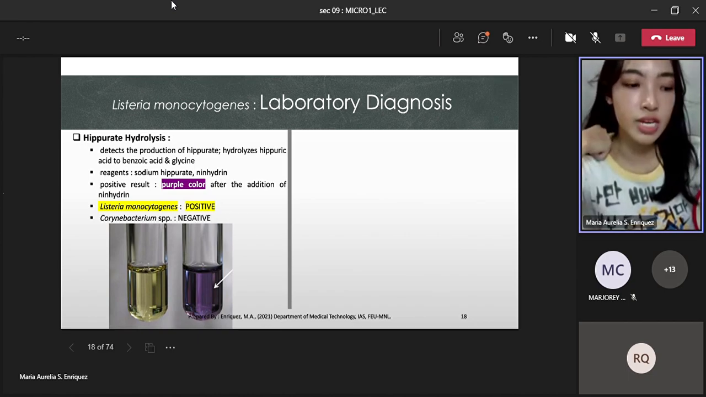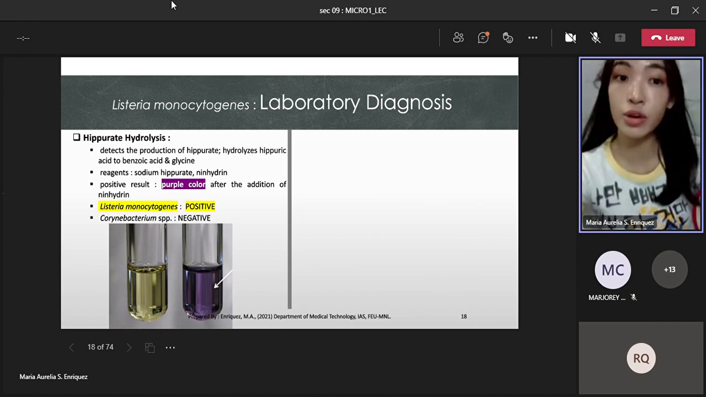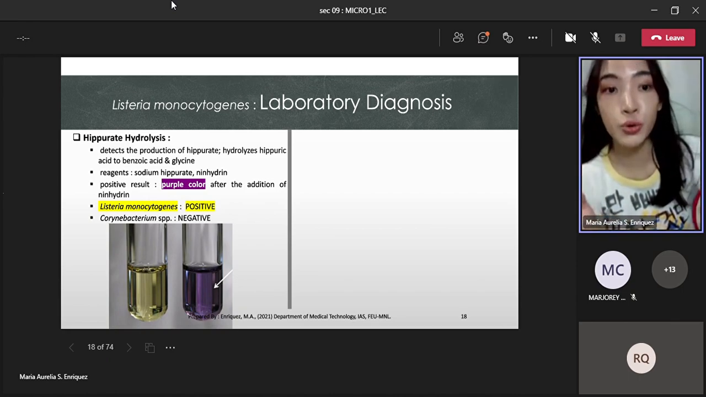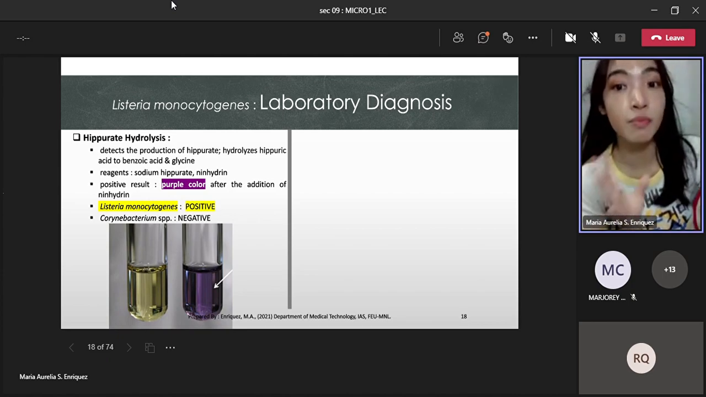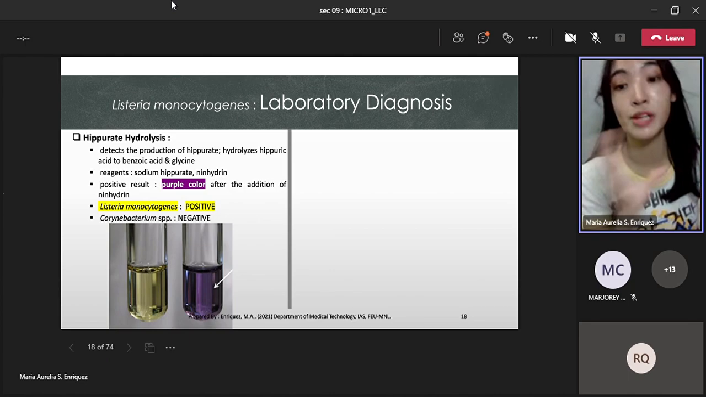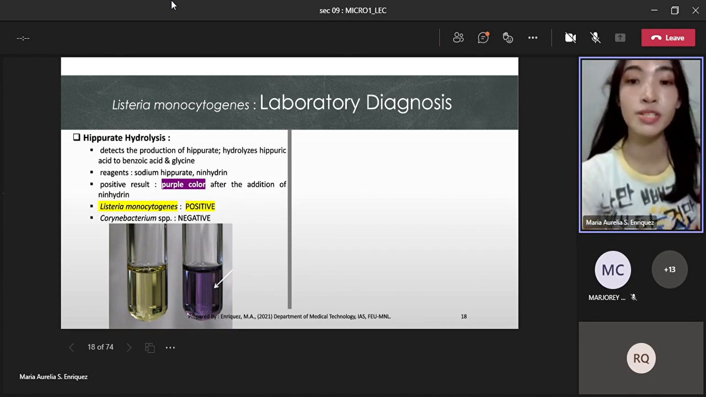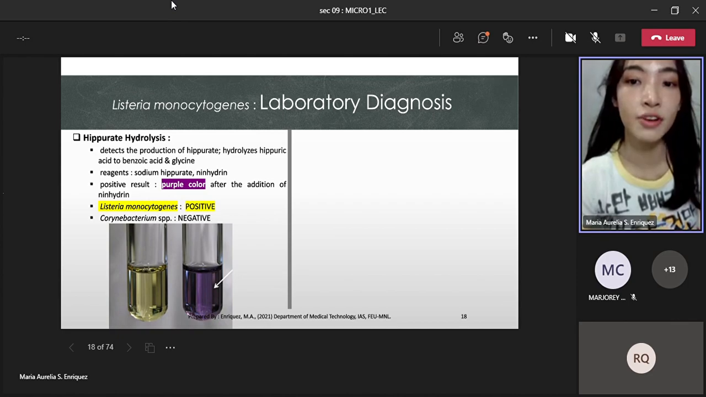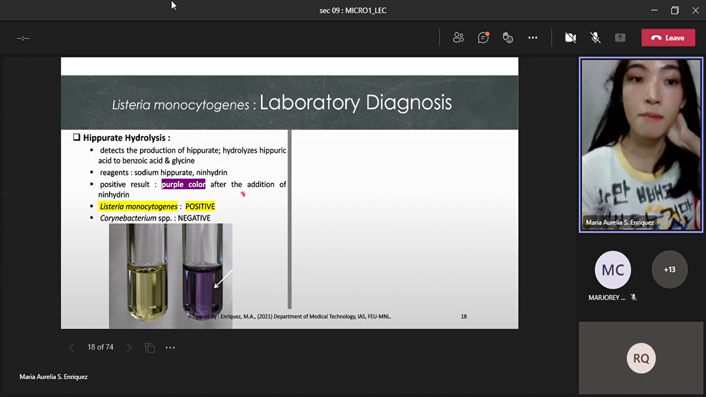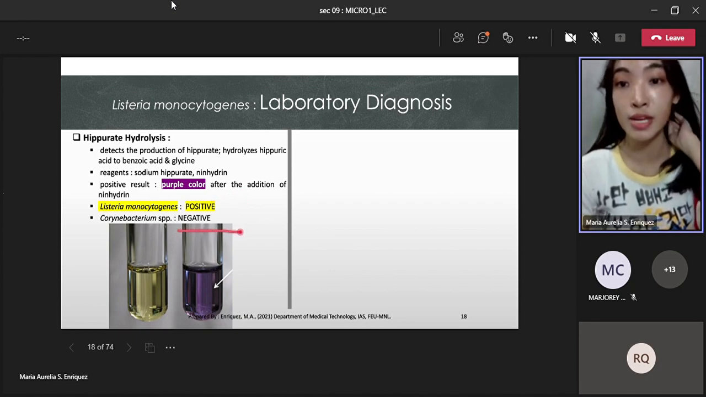Okay, let's now look into the differential tests that we could do if we would like to differentiate Listeria monocytogenes compared to Corynebacterium species. Okay, so first up is hippurate hydrolysis. So if the bacteria produces the enzyme hippuricase, this can hydrolyze hippuric acid to glycine and benzoic acid. Yung glycine po na na-produce ng reaction na yun, this can be detected after the addition of ninhydrin, which would form a purple colored product, as we can see right here. So positive po for hippurate hydrolysis ang Listeria, pero negative ang Corynebacterium species.